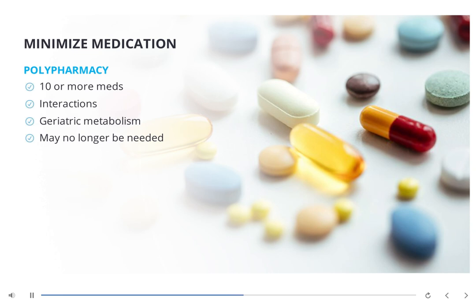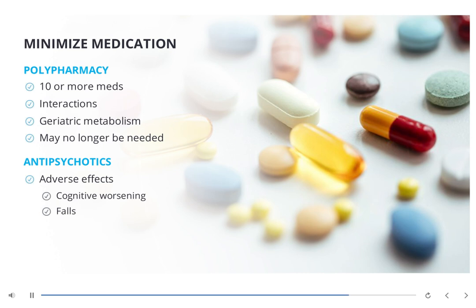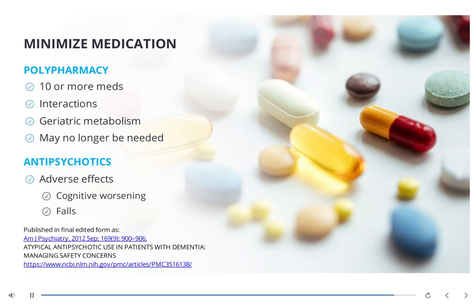We also need to consider that although these medications may have been needed many years ago, it is possible to stop them now. Some of these medications, such as antipsychotics, may have been prescribed to manage responsive behaviors. However, we are learning that the effects of medications may in fact worsen symptoms and lead to other unwanted effects, such as falls.